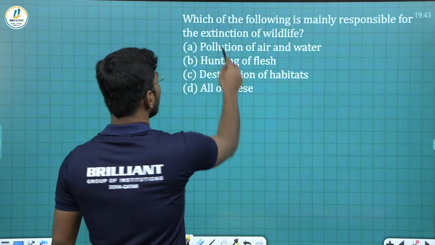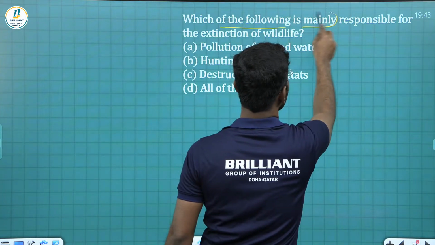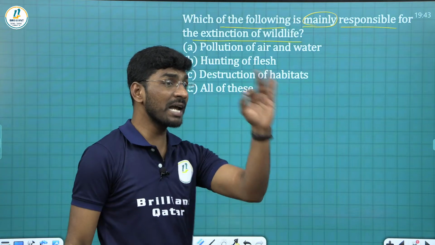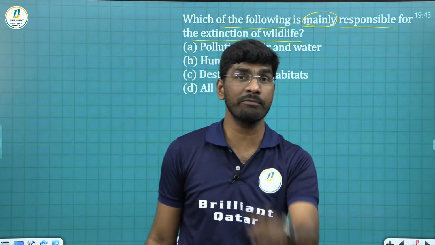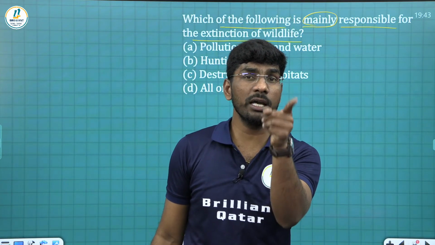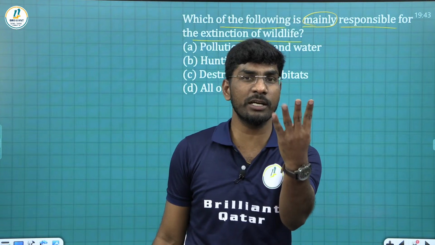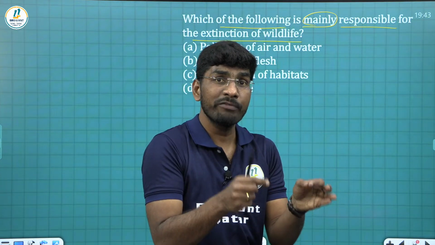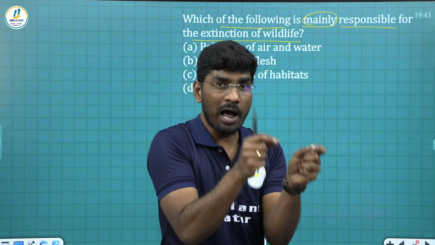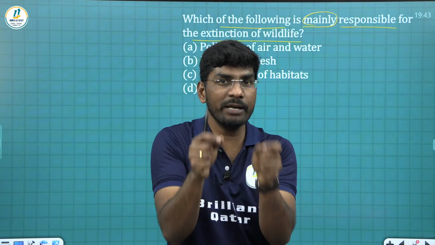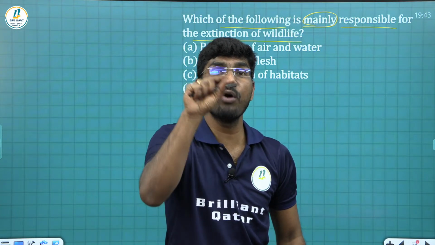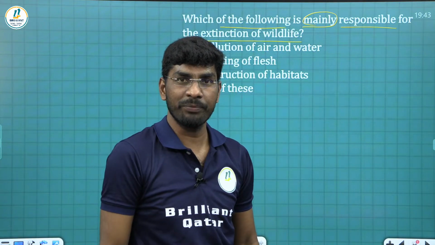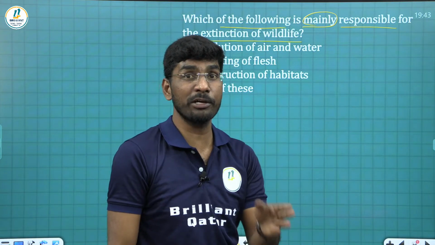Next, what about this? Which of the following is mainly responsible for the extinction of wildlife? Mainly responsible for the extinction of wildlife. If you are able to recall the evil quartet, the four reasons, what is the first reason? Habitat loss and fragmentation. You know, immediately after this highlighting, what is given? This is the most important reason for the loss of biodiversity. Most important reason is given, habitat loss and fragmentation.